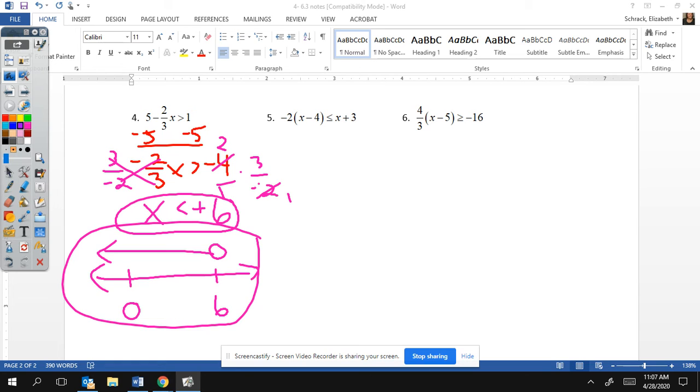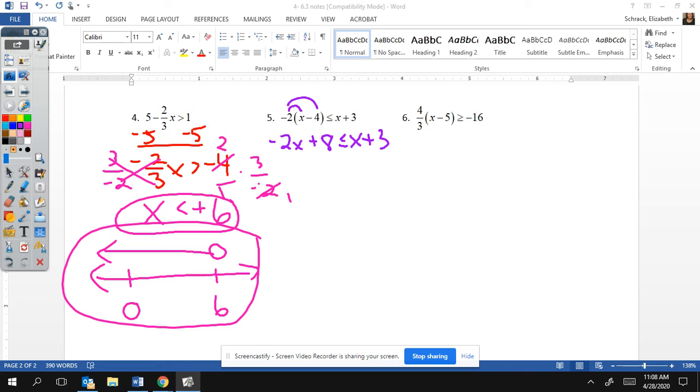Okay, moving on to number 5. We have a distribution going on. So we're going to distribute negative 2 into x and negative 2 into negative 4. Negative 2 times x is negative 2x. Negative 2 times negative 4 is positive 8, is less than or equal to x plus 3. So we've done step 1 in equation solving. Again, you can look back at the front on your notes if you need to.